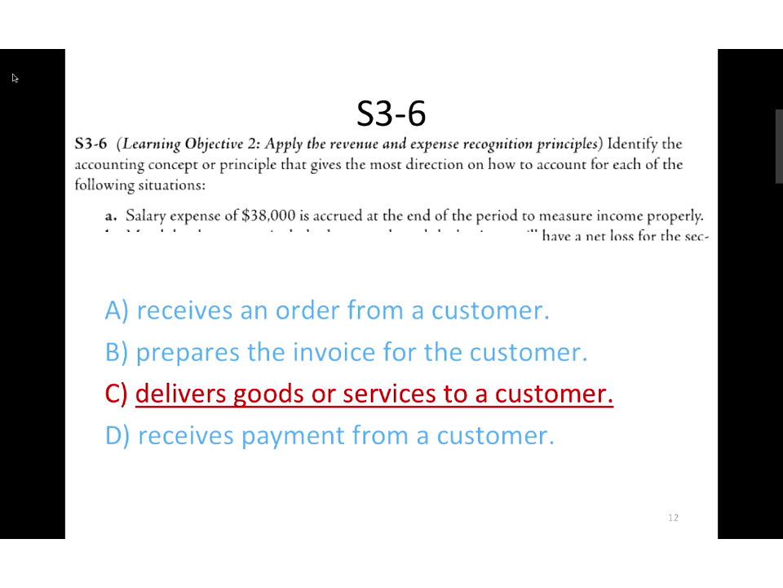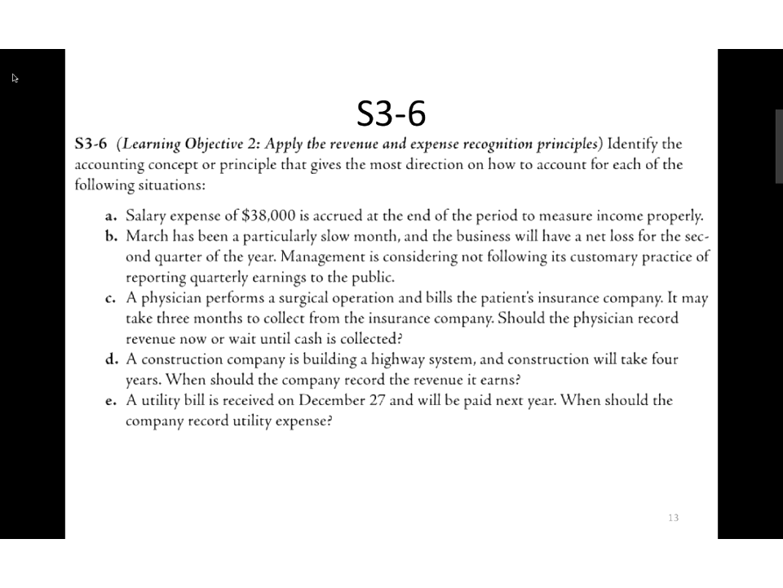Okay, another exercise. Now this one will go pretty quick. There's no numbers involved. Basically, we're identifying the accounting concept or principle that gives the most direction in how to account for each of the following situations. So with each one, we're saying, what applies here? For the first one, salary expense of $38,000 is accrued at the end of the period. This is A for exercise S3-6.